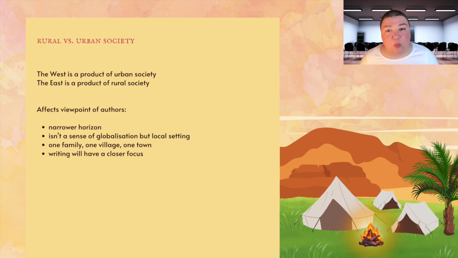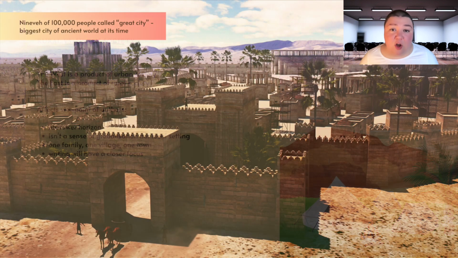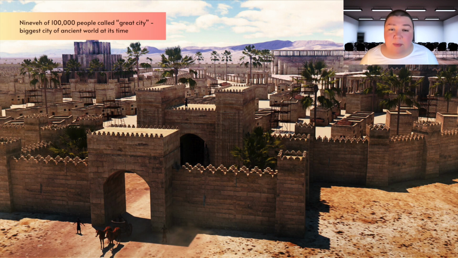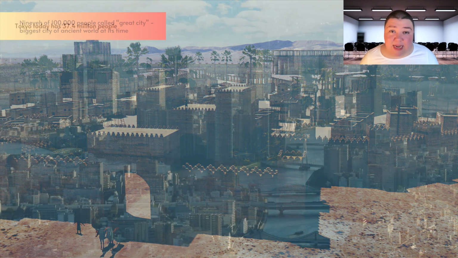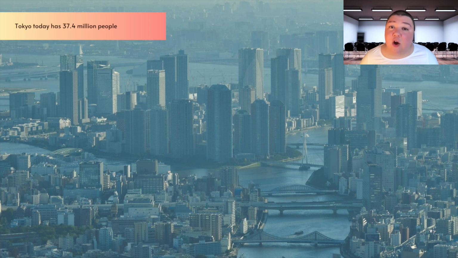In the Old Testament world, Syria's capital city, called Nineveh, was described as a great city, a massive place. In fact, at the time, it was the biggest city of the ancient world. How many inhabitants did it have? 100,000 people. Today, it is estimated that Tokyo is the largest city by population in the world. It has 37.4 million people. So urban society versus rural.